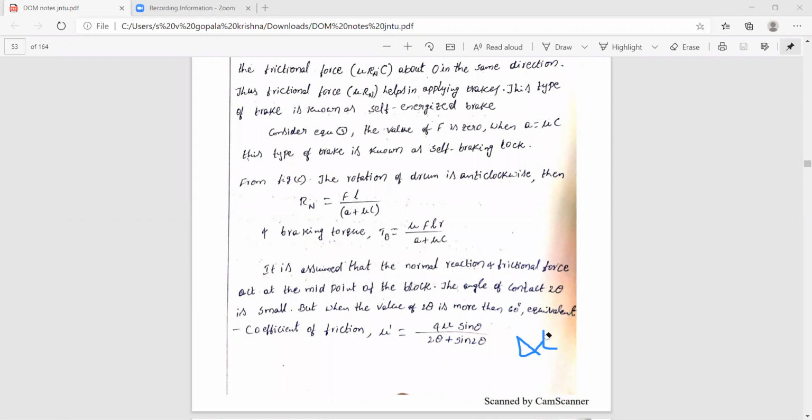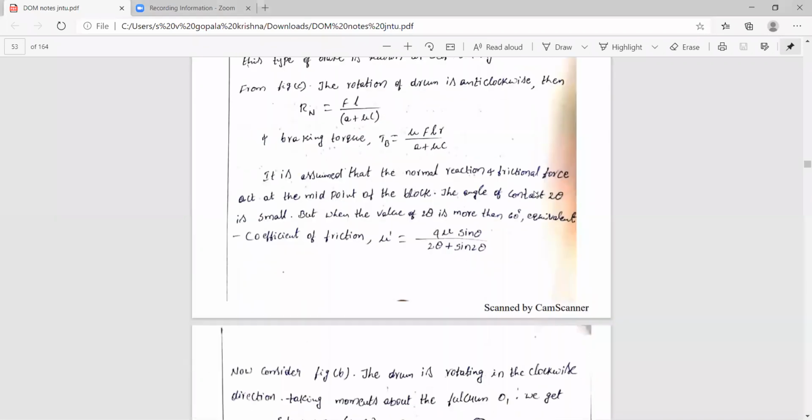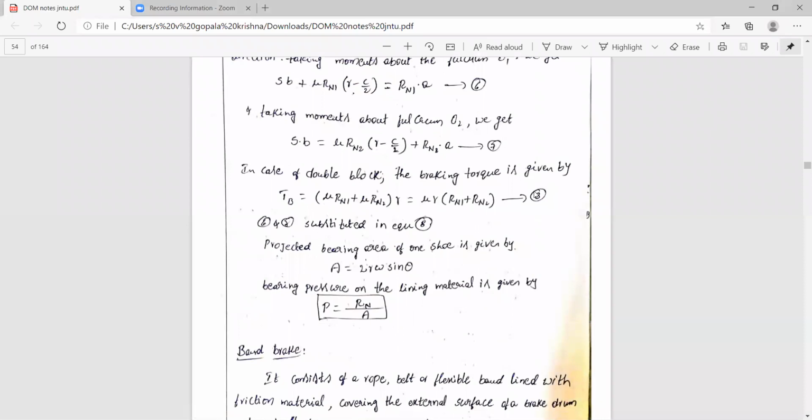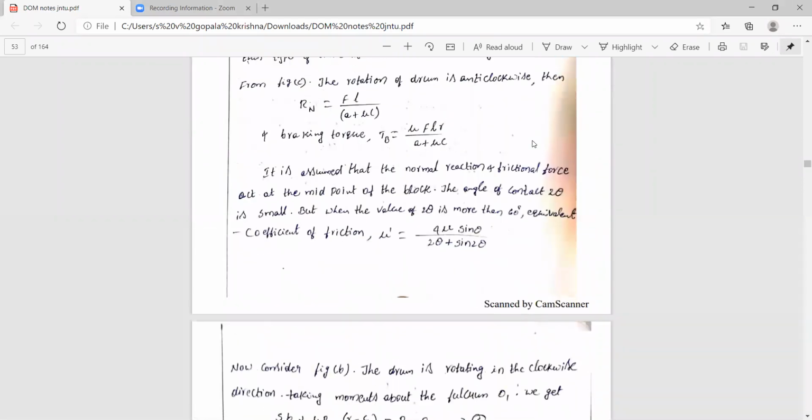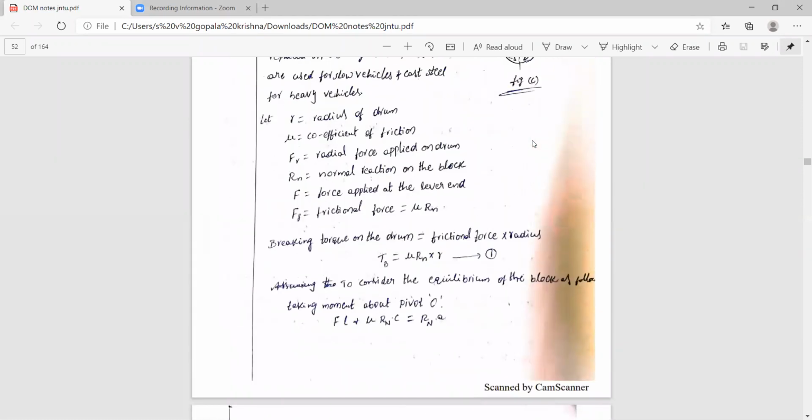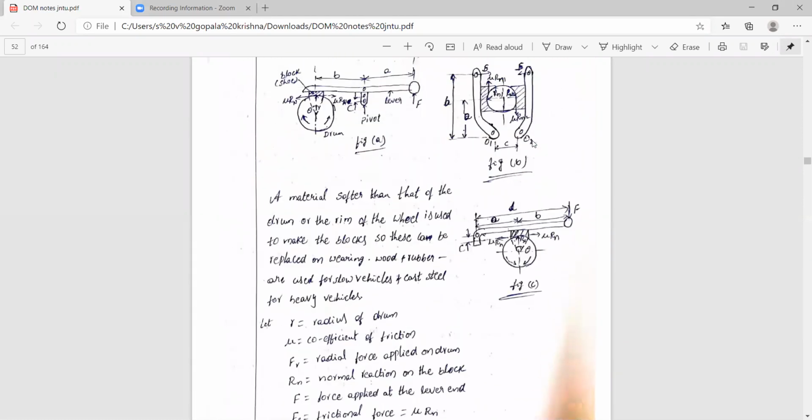Now all of you observe that. Going to take the next one. Now there is also the double shoe brake, that is from figure B. Let us consider figure B. It is a double shoe brake, so observe the forces in the figure representation.